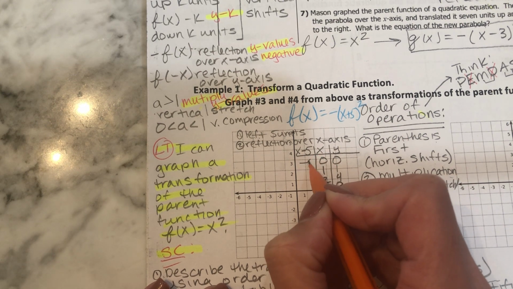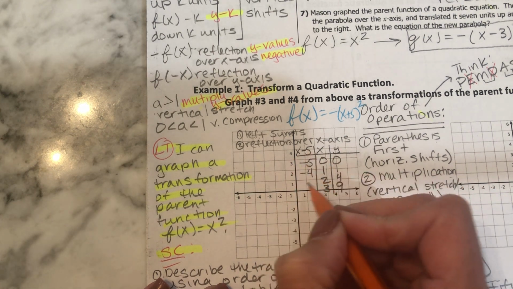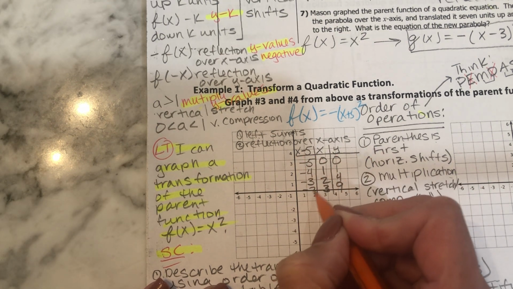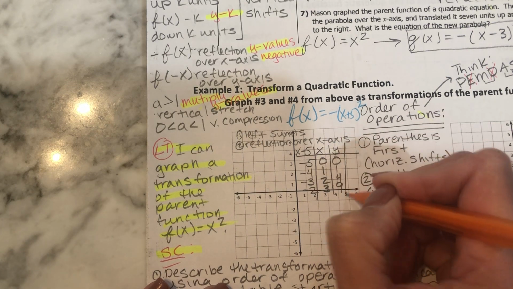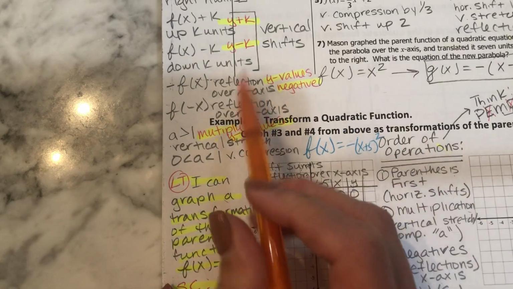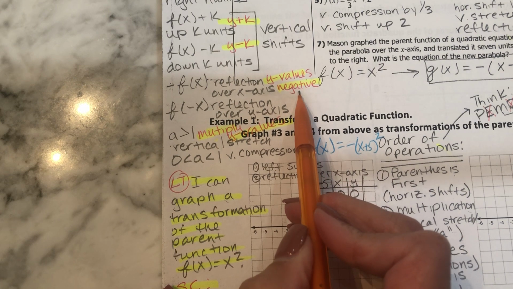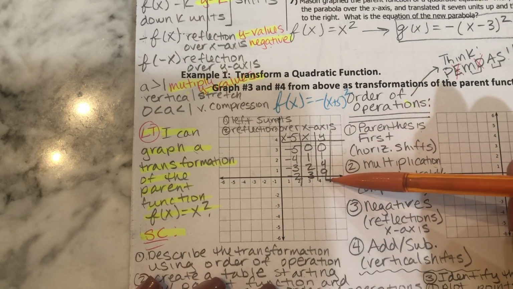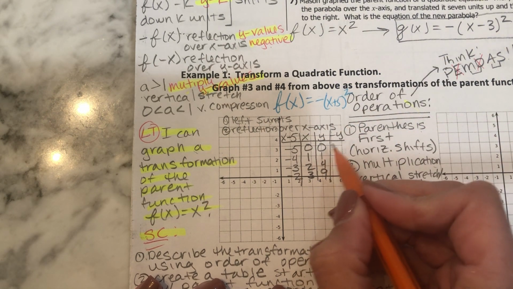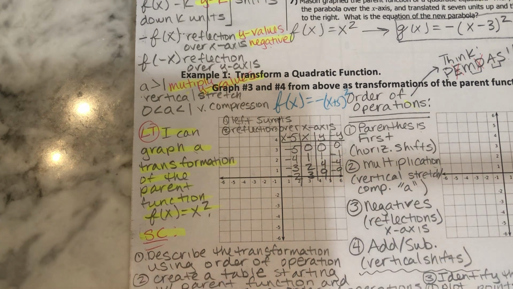0 minus 5 is negative 5. 1 minus 5 is negative 4. 2 minus 5 is negative 3. And 3 minus 5 is negative 2. All right, and now it's going to reflect over the x-axis. So a reflection over the x-axis makes the y values negative. So here are my y values. So I need to make my y values negative. So negative 0 is just 0. So I'll make 1 negative, 4 negative, 9 negative.